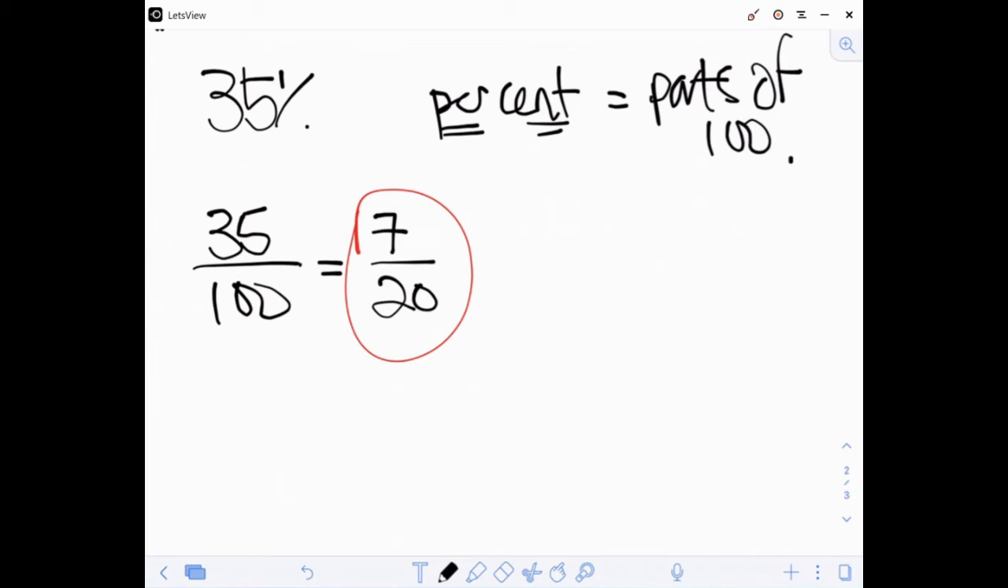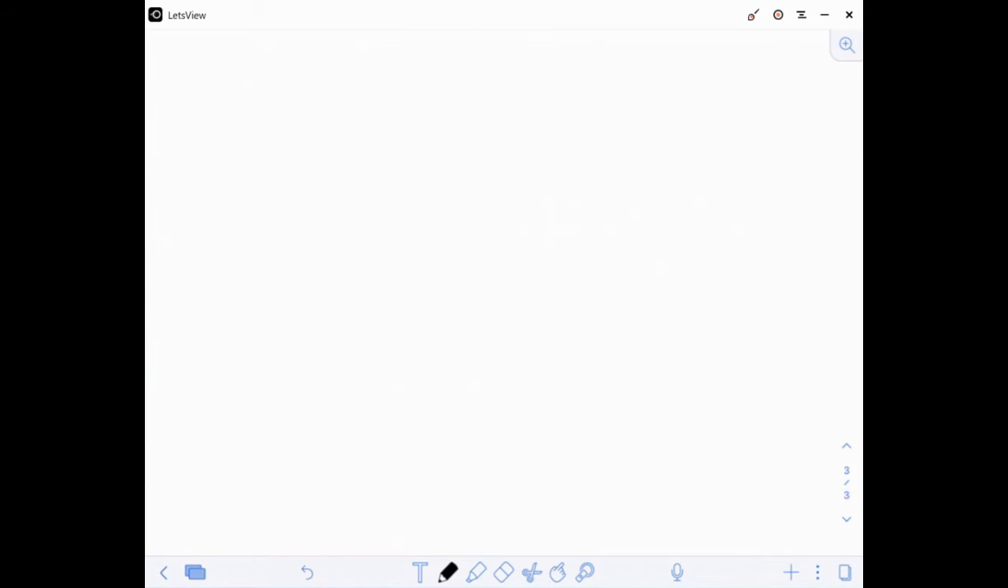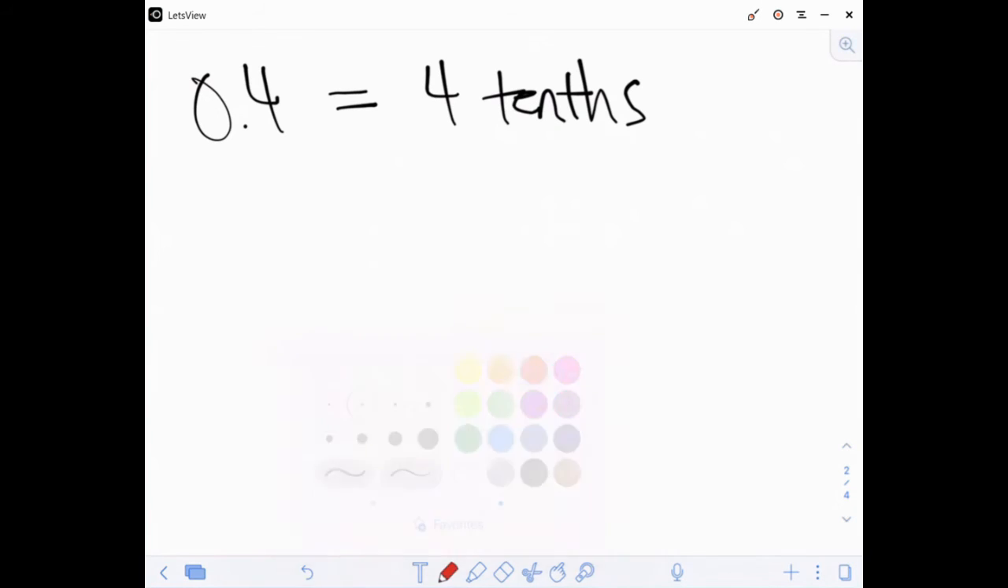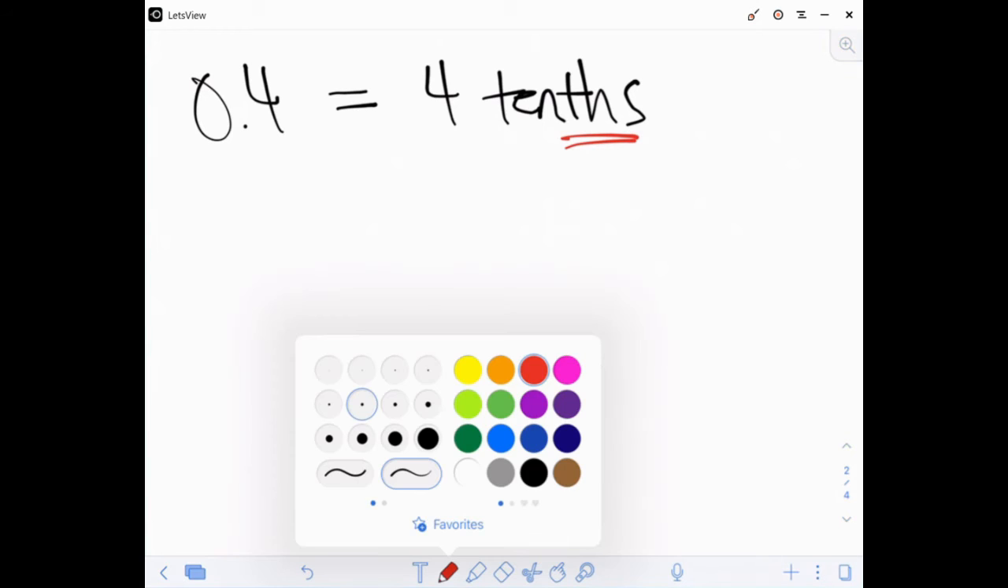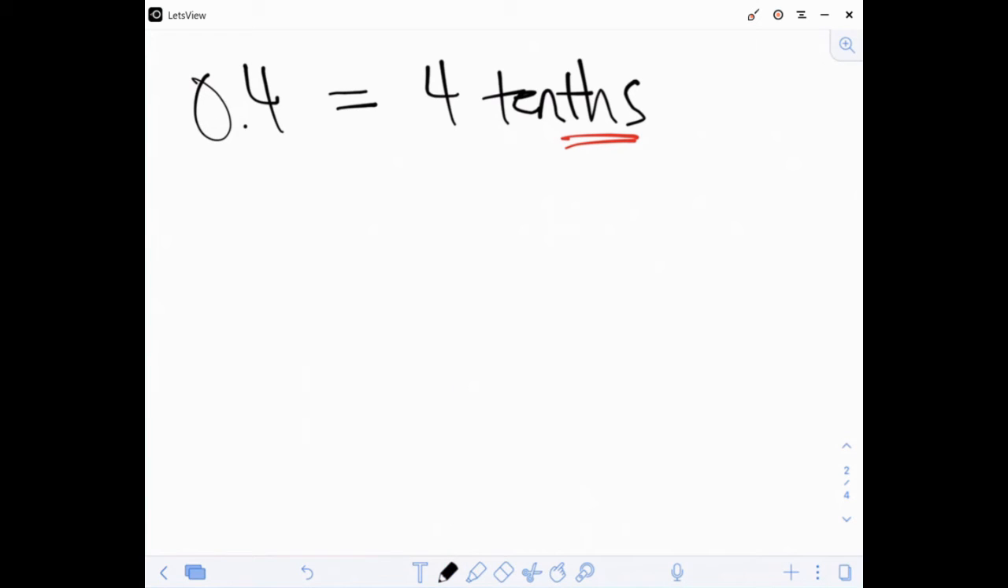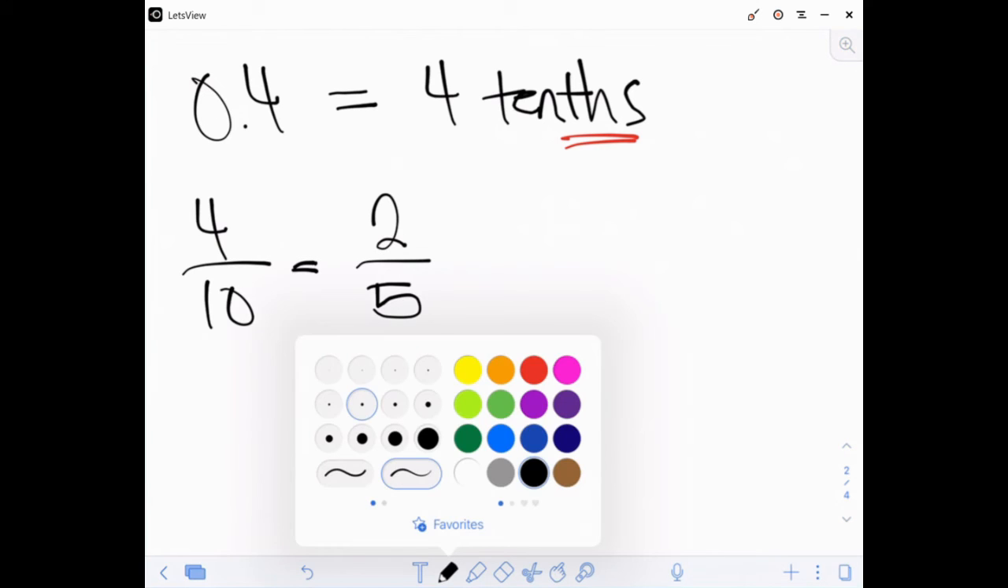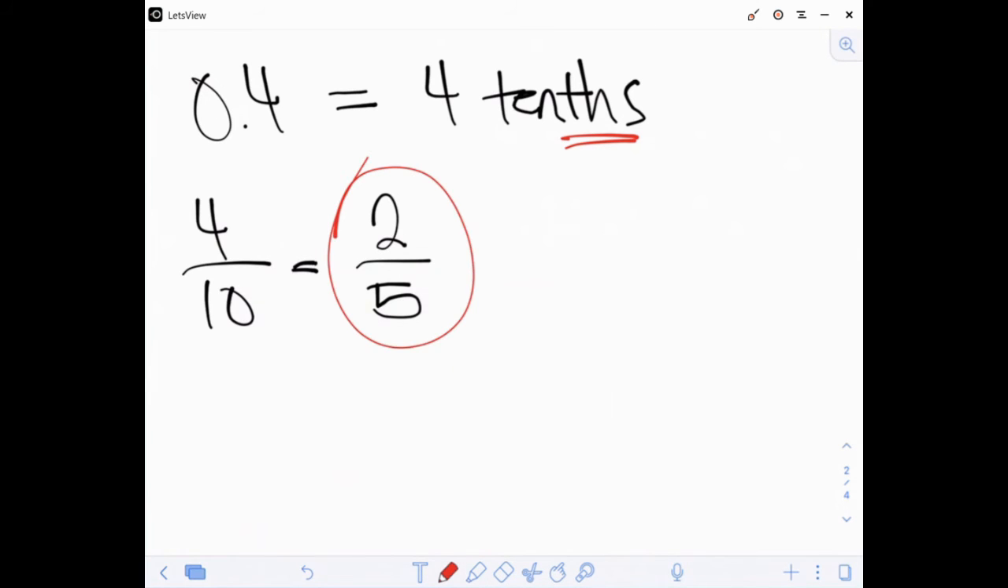Okay. The next question said change 0.4 to a simplified fraction. 0.4. So that's the same thing, if we read that out loud, as 4/10. So how do we write that as a fraction? 4/10. But it said simplified fraction, so we need to reduce it. We can reduce it to 2/5. Okay, so the answer is 2/5.